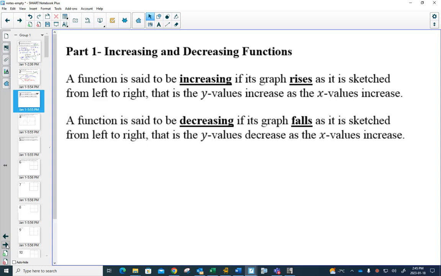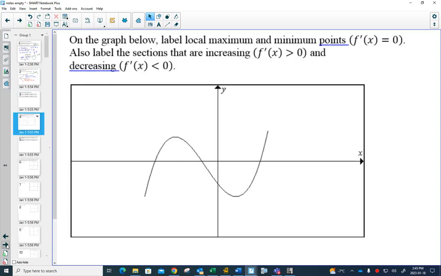So if we look at this graph, in purple, I'm going to label a maximum point there and a minimum point there. Increasing, I'm going to show in green. Can you see the graph is increasing here and increasing here, but the graph is decreasing in red here. And if at any one of those green points I drew a tangent, that tangent would have a positive slope.